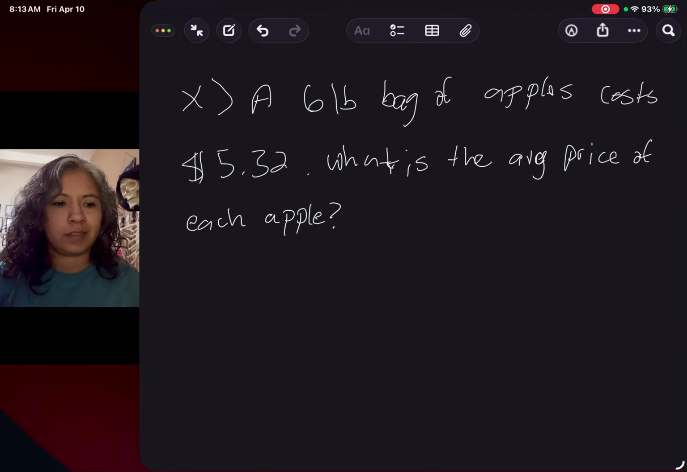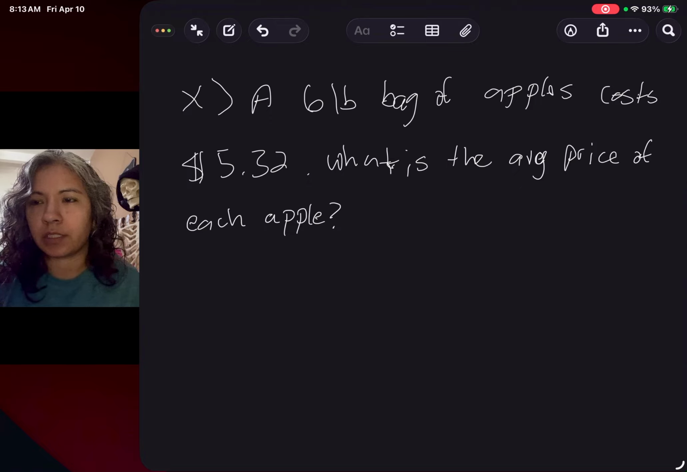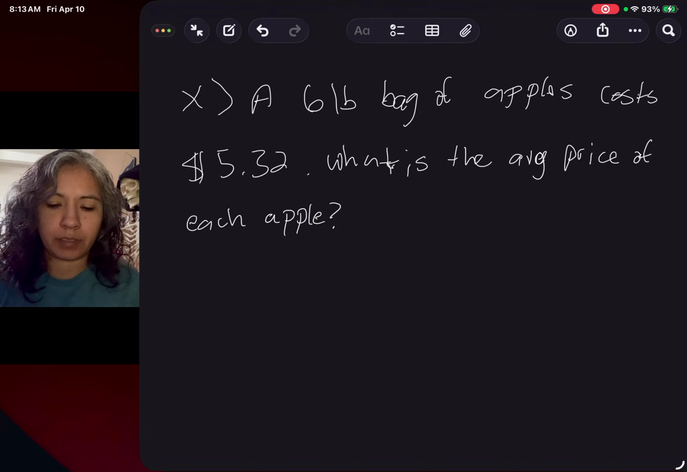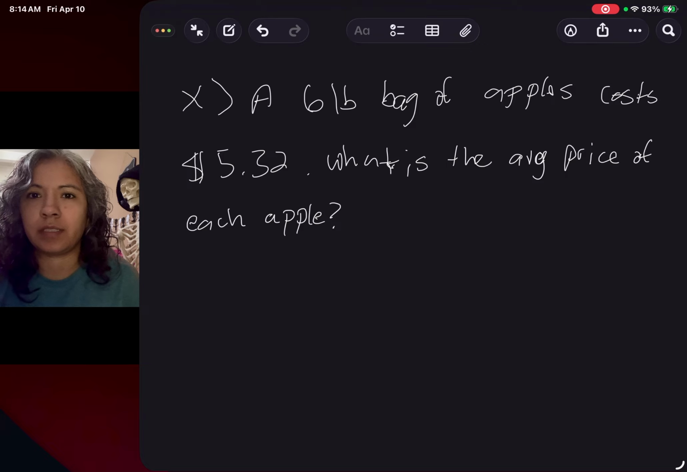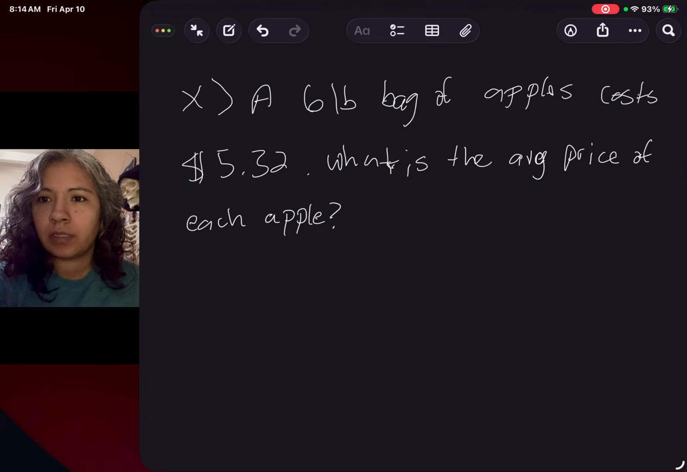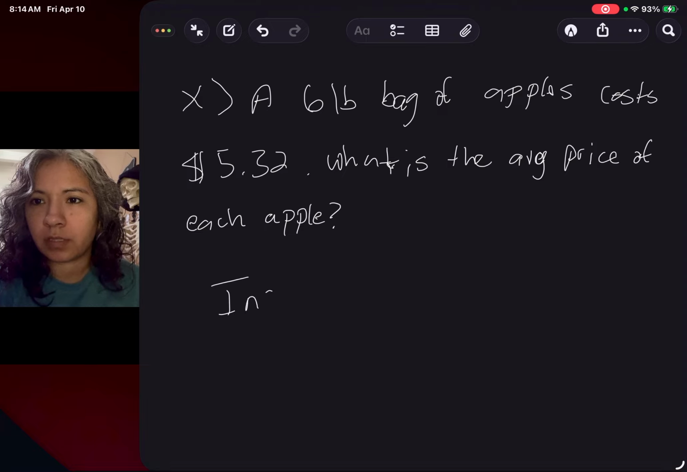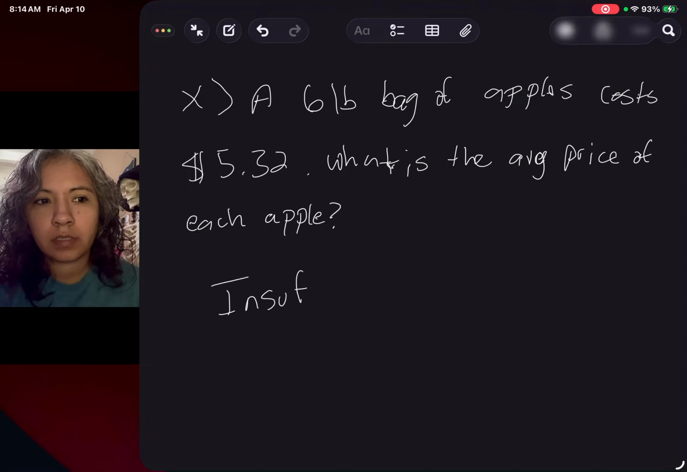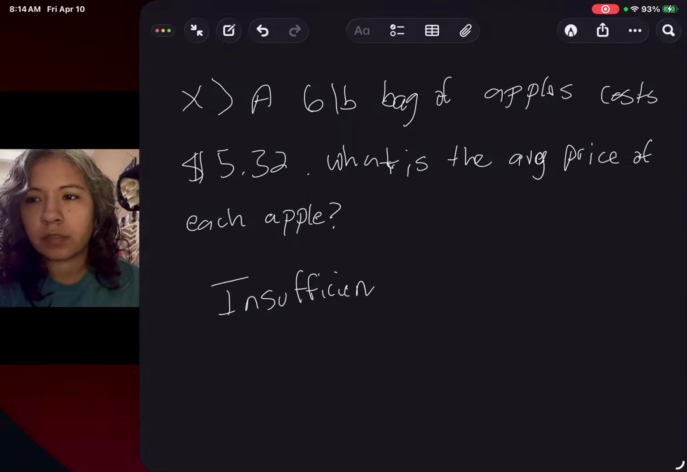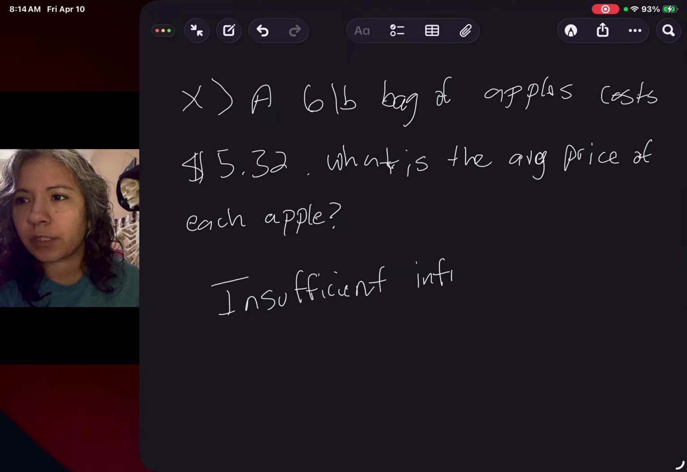Okay, so we don't know how many apples are in the bag, and whenever we find an average, we need to know how many to divide by. So we don't have enough information to find the average. So for this problem, it would be insufficient information.